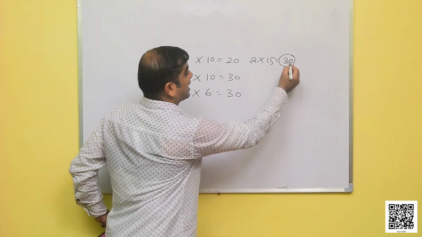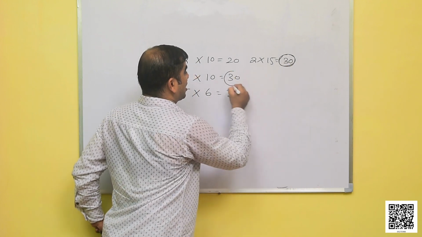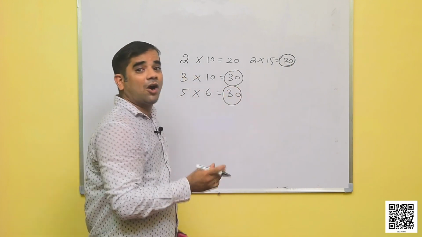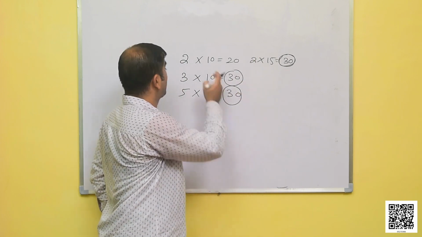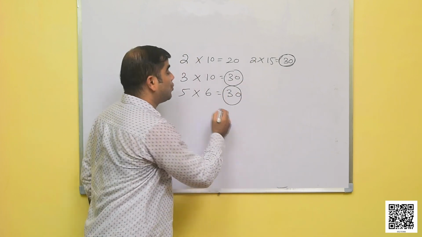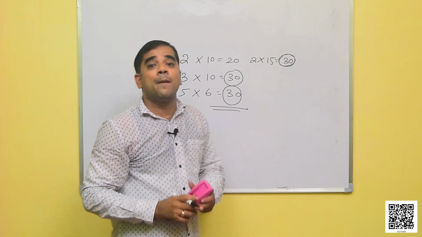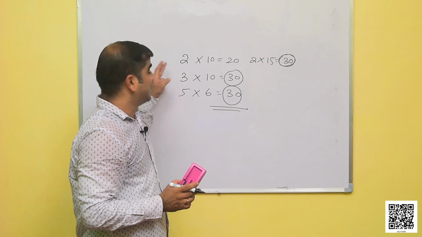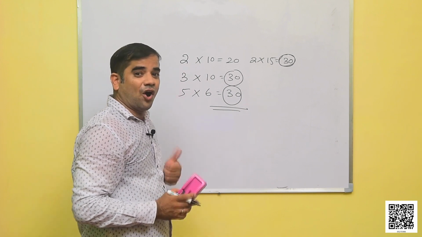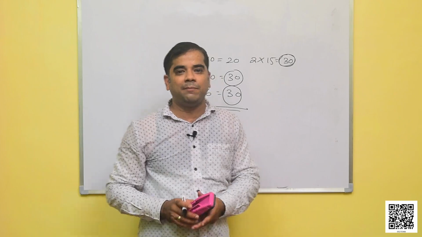So 30 is the number that is the common multiple, or it is the least common multiple, or you can say smallest common multiple of 2, 3, 5. So it is the shortest path that can be built with laying the tile of 2 feet, 3 feet and 5 feet. Got it? So let's go to the other problem.